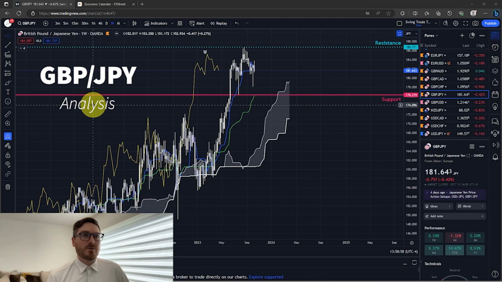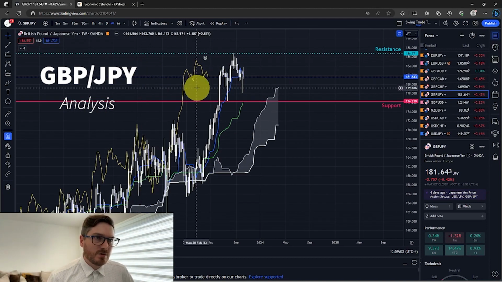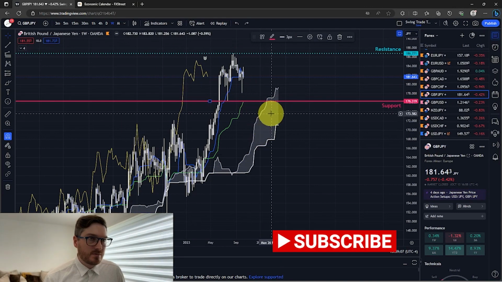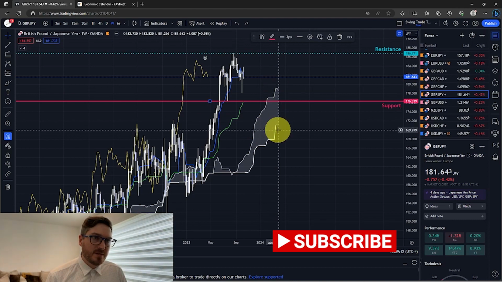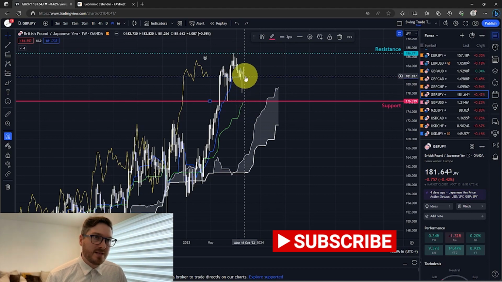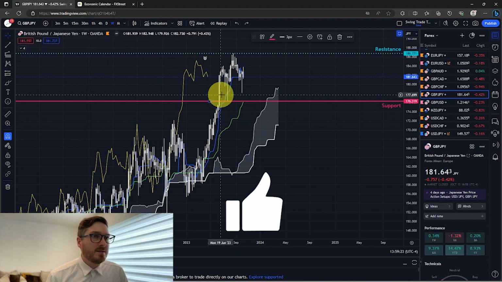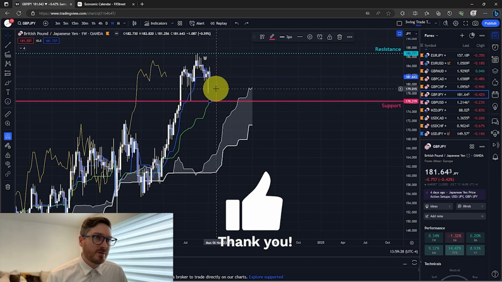Okay guys, this is British Pound, Japanese Yen on the weekly. Overall, it looks like we've got a nice bullish structure here on the Kumo cloud. We've got Senko Span A pointing up, but we have Senko Span B flat. We have the Kijun-sen pointing up, and we have the Tenkan-sen kind of looking a little bit strange. But it looks like price is supporting here. We're gonna have to wait and see what happens.